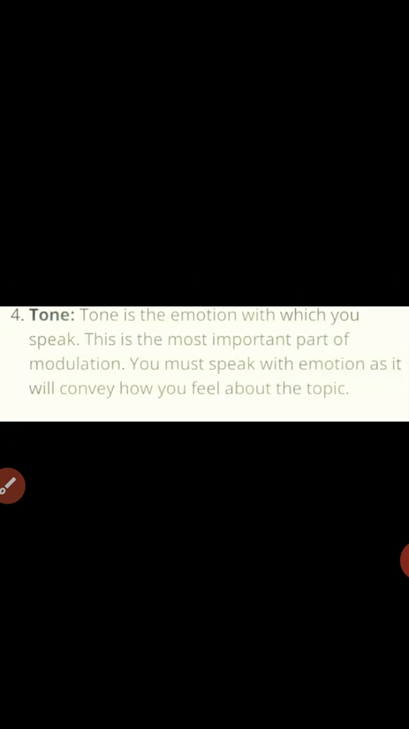Next is tone. Tone is the emotion with which you speak. This is the most important part of modulation. You must speak with emotion as it will convey how you feel about the topic. Tone of voice is all about the attitude behind what you are saying. If you are angry, you may be curt. If you are happy, your voice may ooze joy.